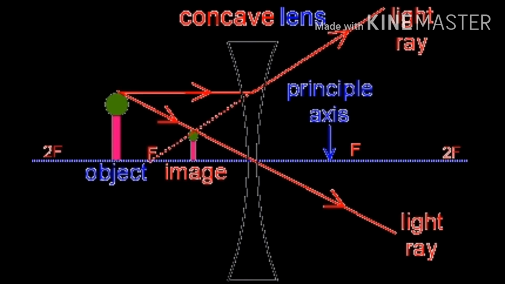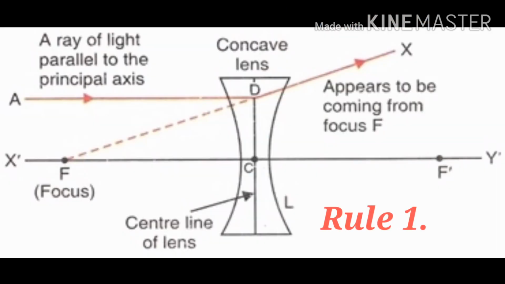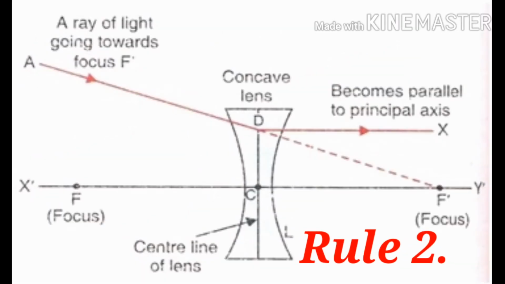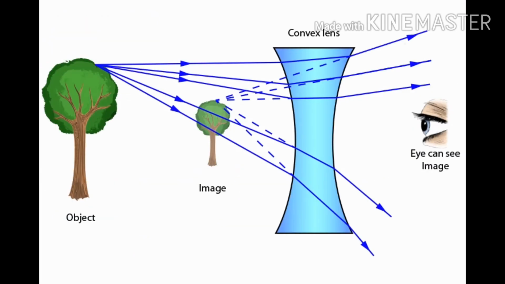Now let us learn how images are formed by concave lenses. We can obtain the images by a concave lens by using the following rules. Rule number 1: when the incident ray is parallel to the principal axis, the refracted ray, when extended backward, passes through the focus. Rule number 2: when the incident ray passes through the focus, the refracted ray is parallel to the principal axis. The image formed by the concave lens is always virtual, erect, and smaller than the object.